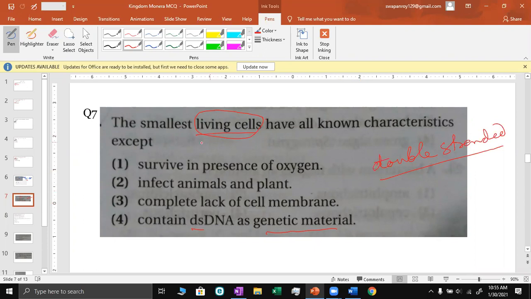The smallest living cell is Mycoplasma, which is pathogenic to plants and animals. It has no cell... oh, this one is wrong. This should not be cell membrane; this should be cell wall. Complete lack of cell wall. Cell membrane is there, cell wall is not there. Without a cell membrane, it cannot be a cell.